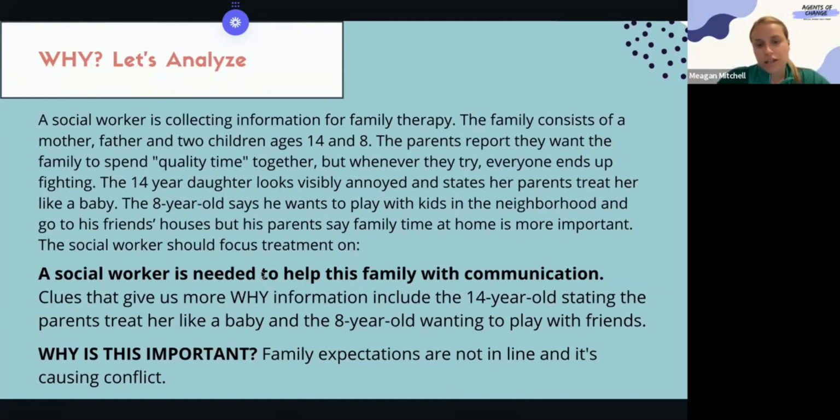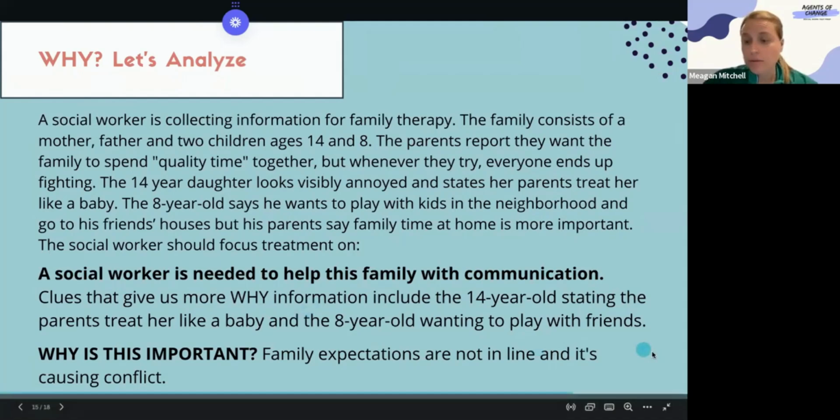A 14-year-old stating her parents treat her like a baby, and the 8-year-old wanting to play with friends. That would show us that there's some sort of disconnect between the parents' expectations and what is developmentally appropriate for the children. Parent expectations could be the why too. Maybe they're not realistic expectations. Maybe they're not connecting with their parents. Maybe they need some psychoeducation around what happens in adolescence and childhood. So there's a variety of different things.